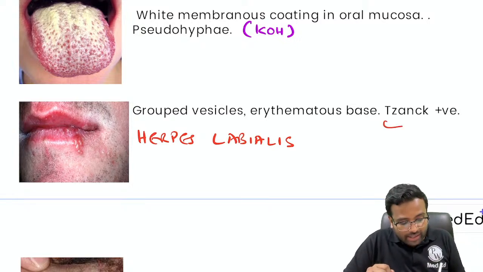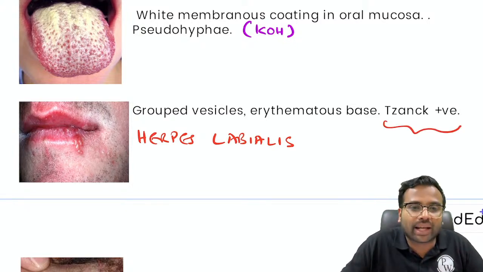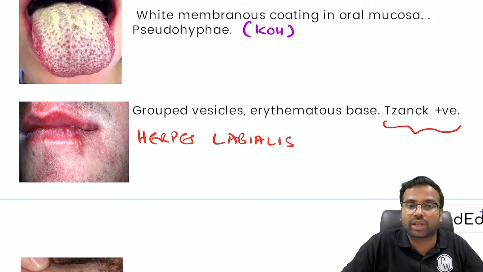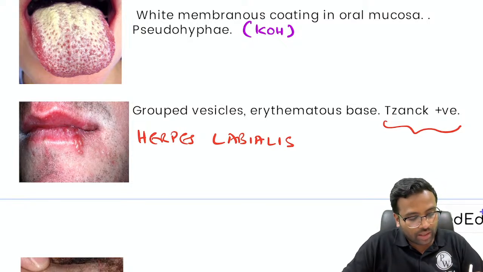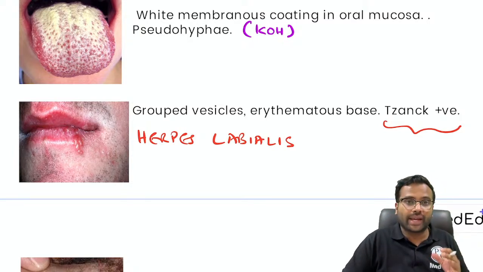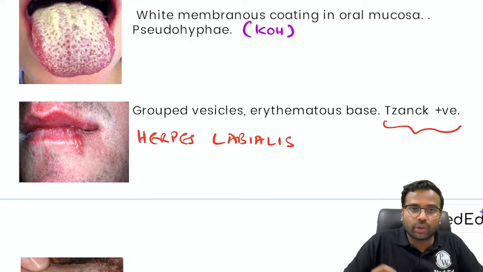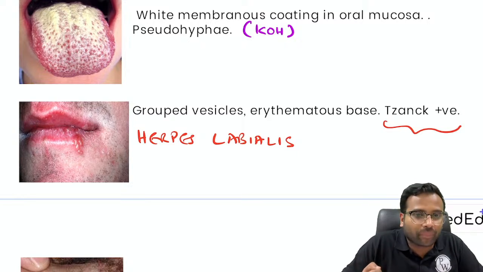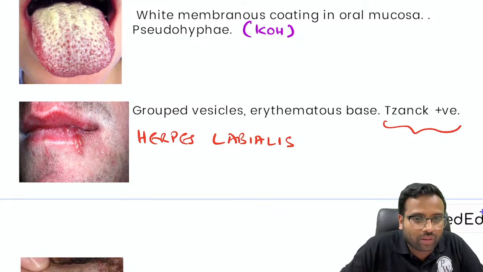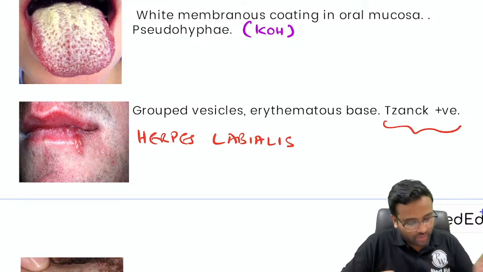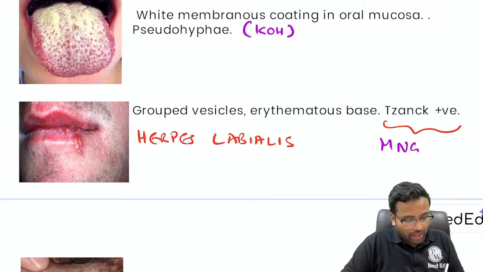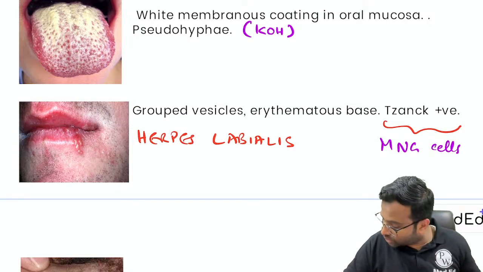Now here in Tzanck smear, what is the finding that we expect in herpes infections? Anyone? What is the finding that we expect in a Tzanck smear? You know what happens in a Tzanck smear? The multinucleated giant cells. Very good. So you can find multinucleated giant cells, isn't it? So Bharat is also answering it right.